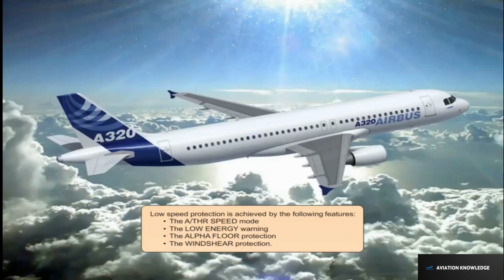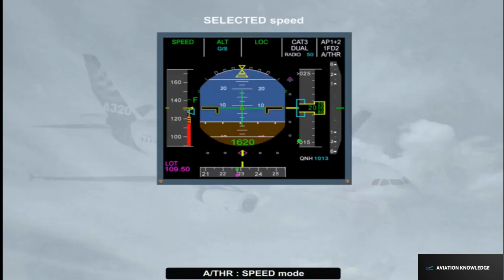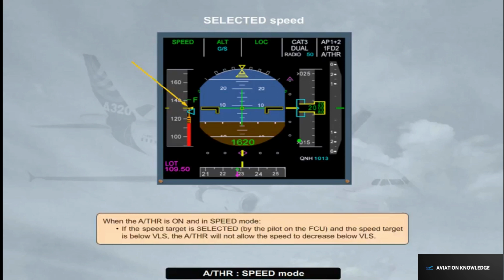Low speed protection is achieved by the following features: the auto thrust speed mode, the low energy warning, the alpha floor protection, the wind shear protection. When the autothrust is on and in speed mode, if the speed target is selected by the pilot on the FCU and the speed target is below VLS, the autothrust will not allow the speed to decrease below VLS.